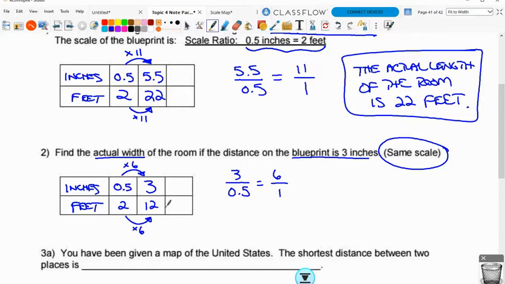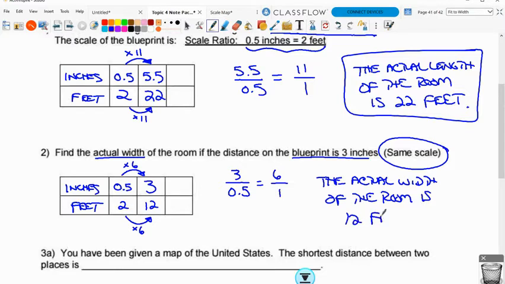And so now I can say that the actual width of the room is 12 feet. Okay, so again, whatever that scale factor is that you use for the inches, it's the same scale factor for the feet. 3 inches on the blueprint corresponds to 12 feet in actual width.